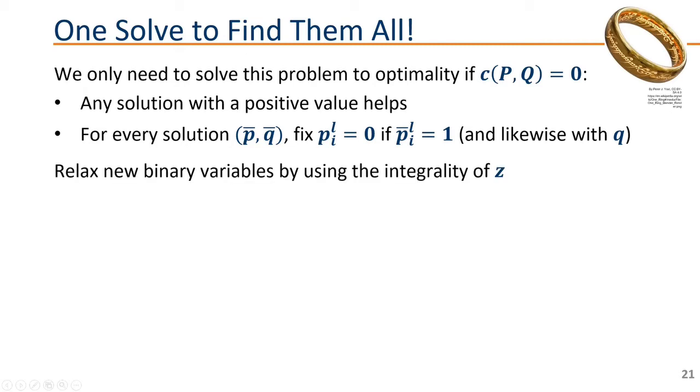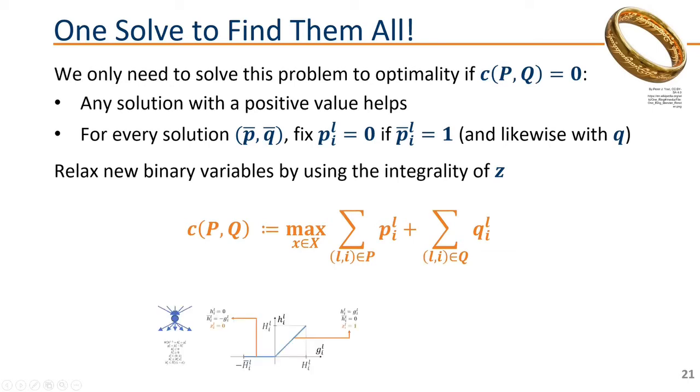And in fact, we can even relax these new binary variables because we can leverage the integrality of Z. So basically, we have that objective function maximizing sums of P and Q over mappings of inputs and outputs of all the neurons of the neural network. Now we're bounding P to be between 0 and Z, and we're bounding Q to be between 0 and 1 minus Z.